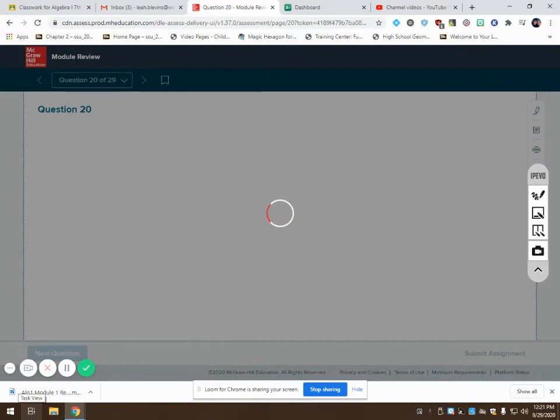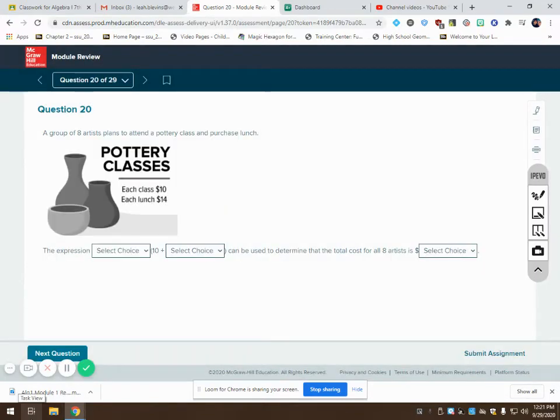Next question, number 20. We're going to fill in the blanks using the available answer choices. A group of 8 artists plans to attend a pottery class and purchase lunch. We've got 8 people. It says the expression blank times 10 plus blank can be used to determine that the total cost for all 8 artists is blank amount of money. So we know that we've got 8 people that are going to take the class and eat the lunch. So we take however much it costs for the class, which is $10, plus how much it costs for their lunch, and times that by 8, and it gives us our amount of money, which is $192.